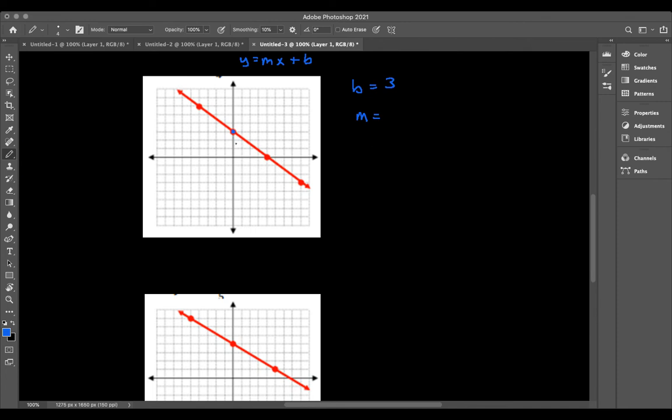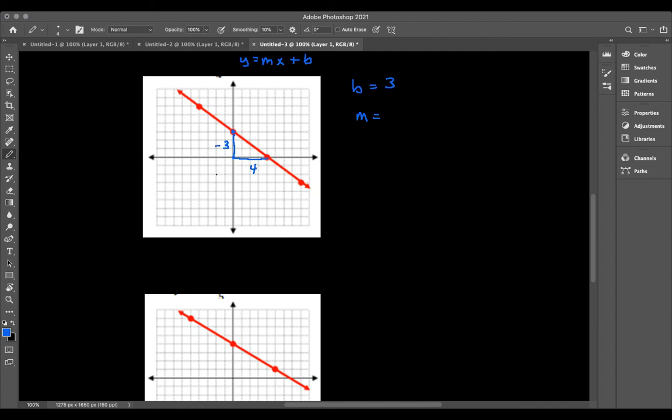If you think about it, it starts right here. Does it rise or run? Right here it goes down this way, to the origin, and then it runs to the right. So it's going to go down 3, and how many over? 1, 2, 3, 4.